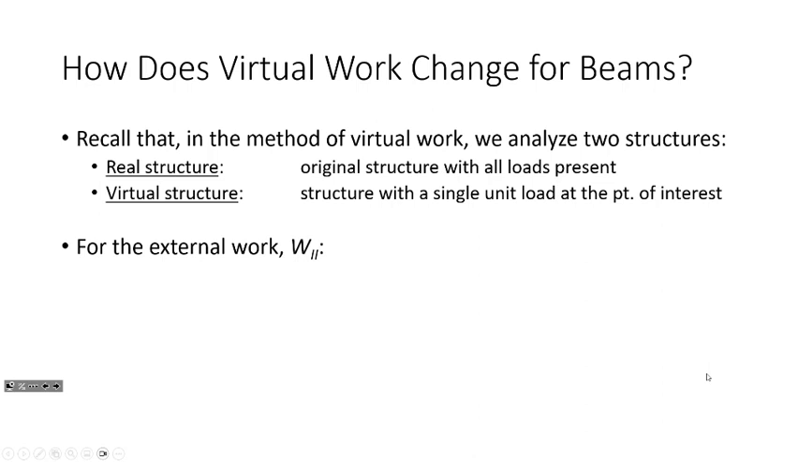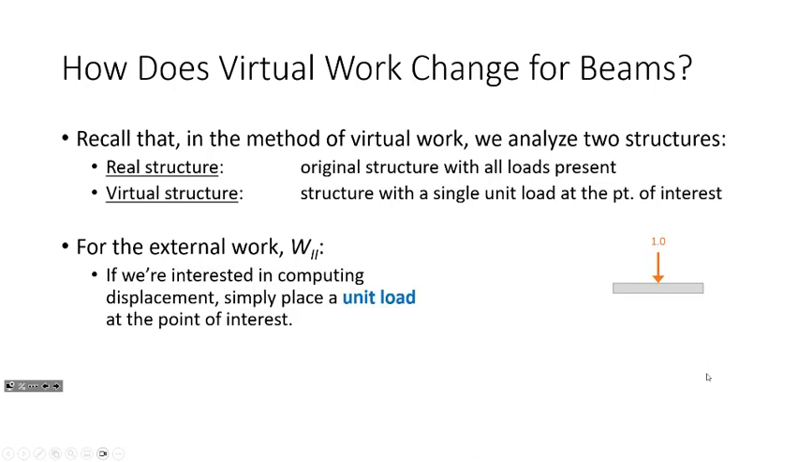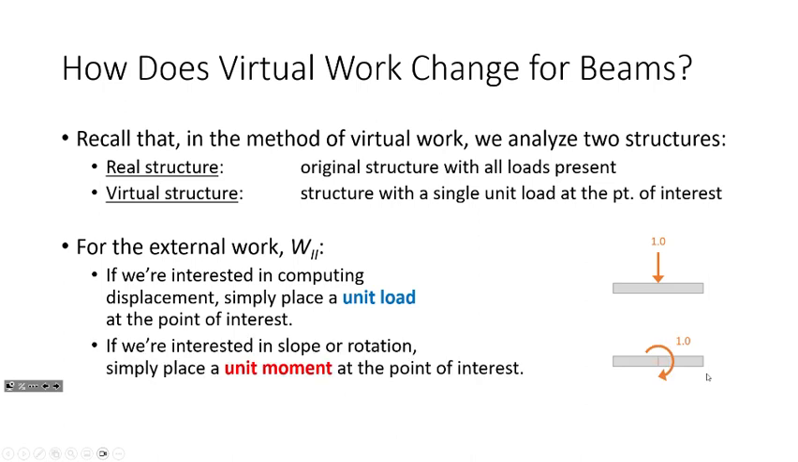For the external work, if we're interested in dealing with displacements, we simply put a unit load where we're interested. So what do you think we do if we're interested in rotations? If for displacements we put a unit load, what do we do for rotations? A unit moment. We put a unit moment where we're interested. So other than that, nothing changes. Same process, right? We just now, because of beams and their inherent nature, have more displacements that we're interested in.